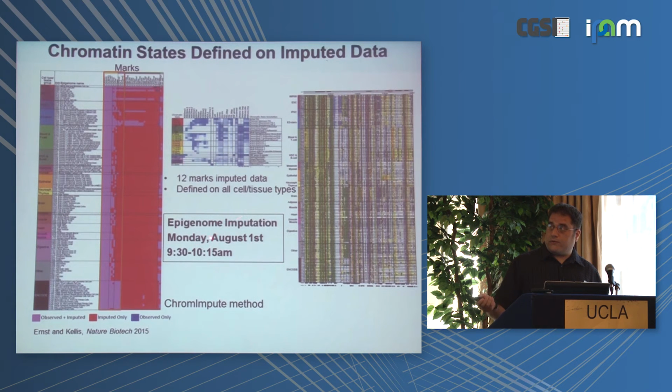And if this is sort of a plug to come to my next talk, it'll be Monday, August 1st, this time, where I'm going to talk about some of the details of the computational approach for how we went about imputing the epigenetic data. And then we could learn chromatin states more consistently based on more marks and more cell types. And this is showing you, in this case, we learned a model based on 12 marks with 25 states and an image of this annotation.